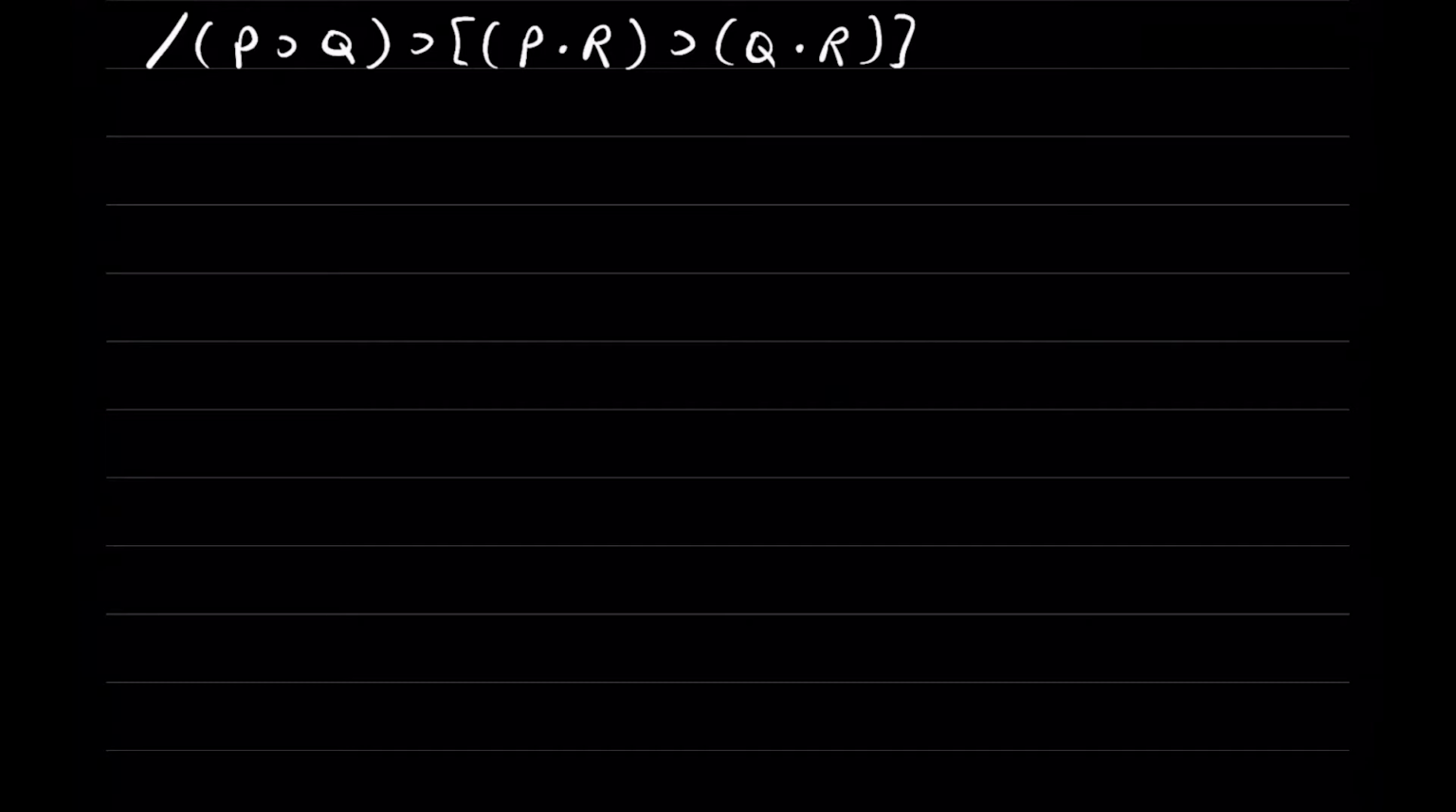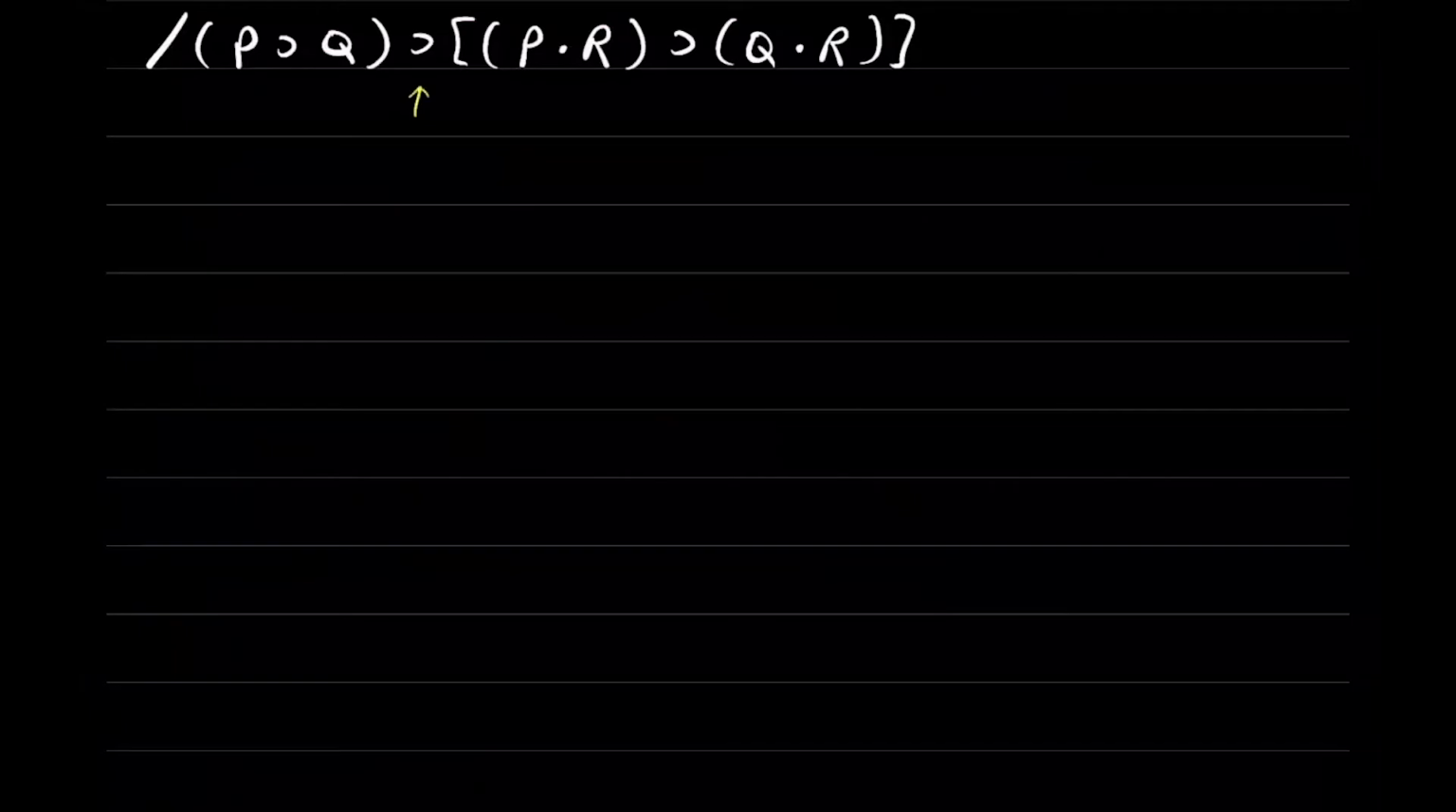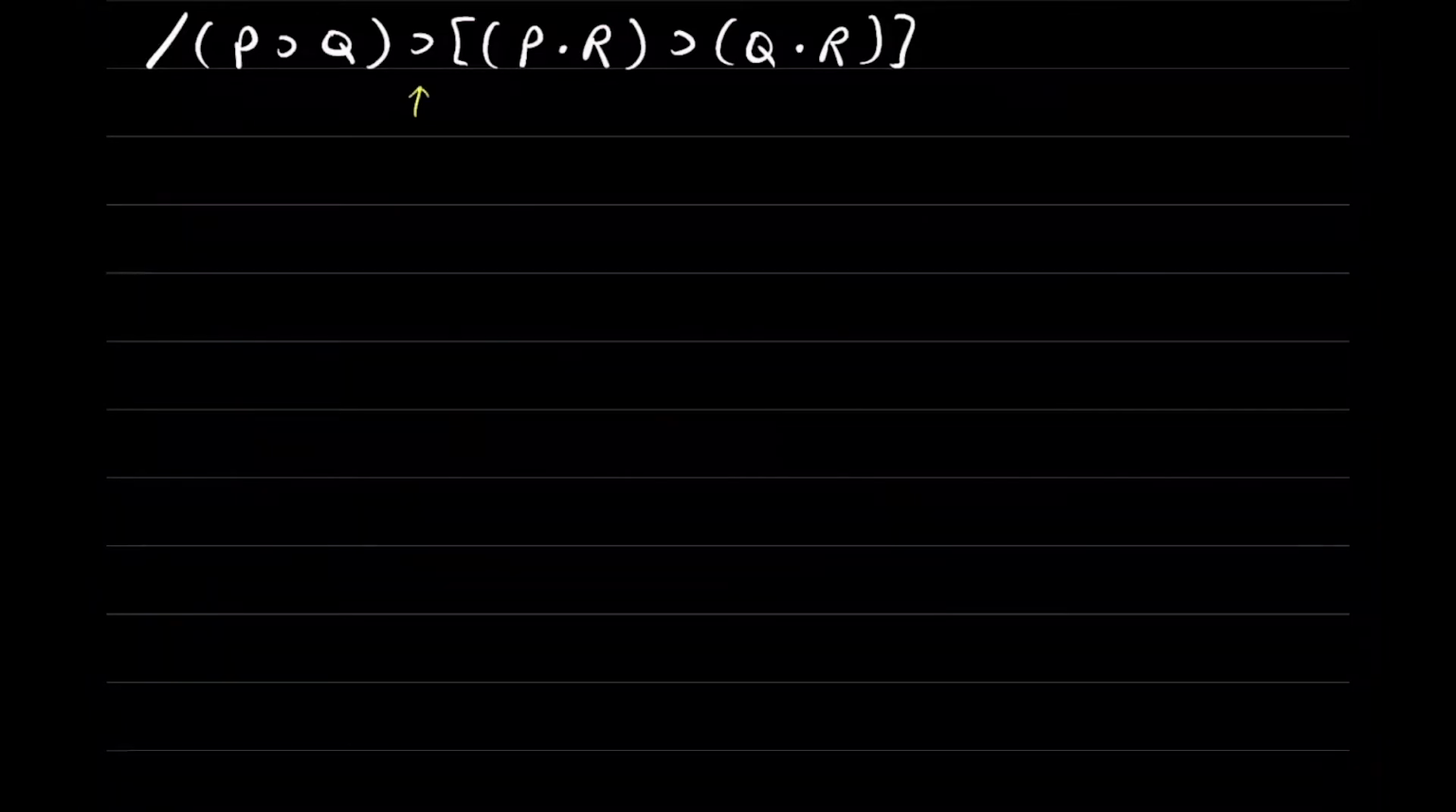So looking at this given statement, what I see right off the bat is that the main operator is a conditional. So I'm probably going to do conditional proof. I'll assume that the antecedent of that is true. But then what I'm trying to do, inside the scope of that conditional proof, I'm trying to show that that statement in the bracket on the right side of the expression is true.